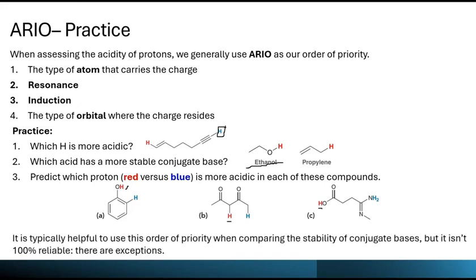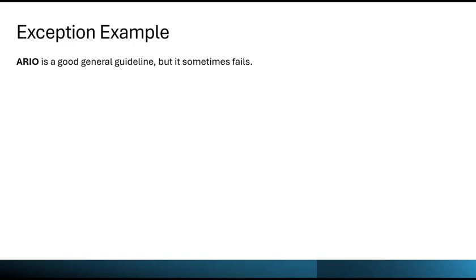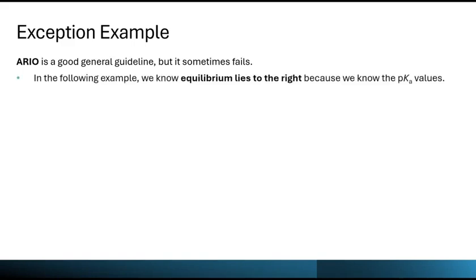It is typically helpful to use this priority list, 1 through 4, when comparing the stability of conjugate bases, but it isn't 100% reliable and there are exceptions. Exception example: ARIO is a good general guideline, but it sometimes fails. In the following example, we know equilibrium lies to the right because we know the pKa values.